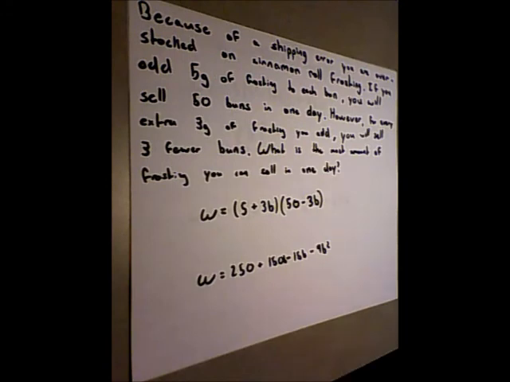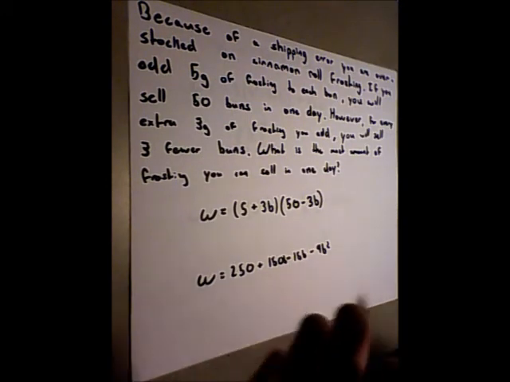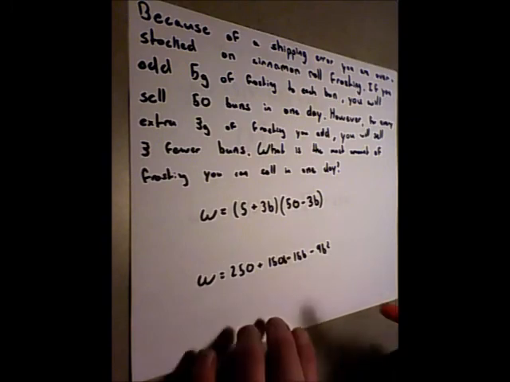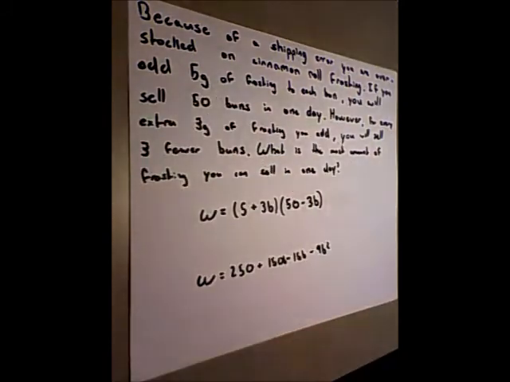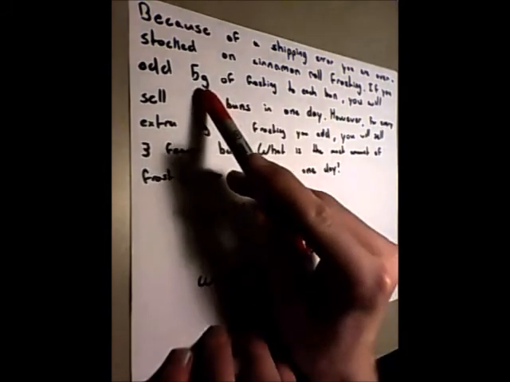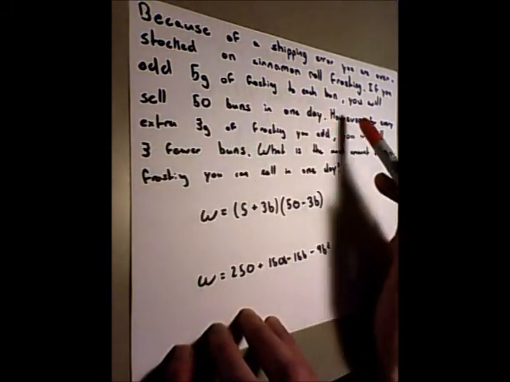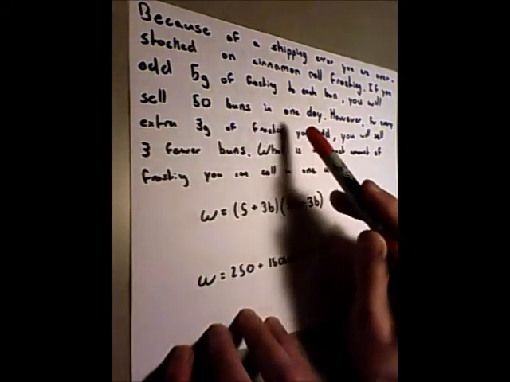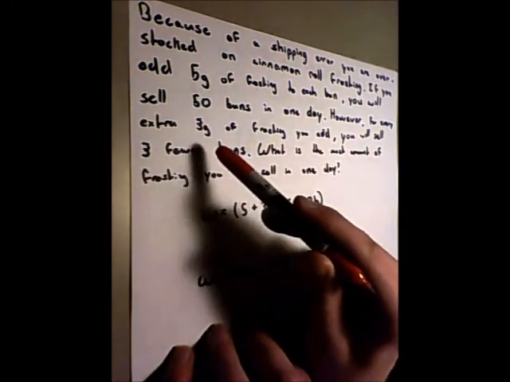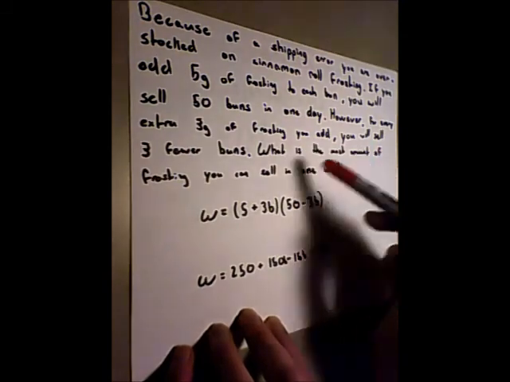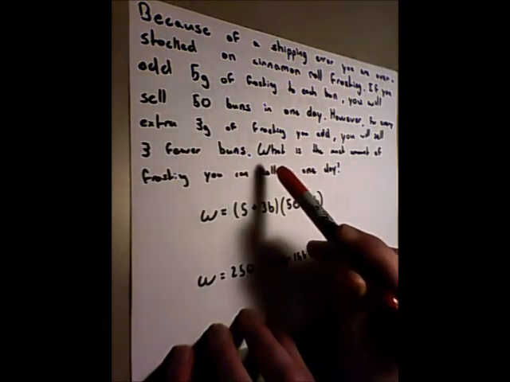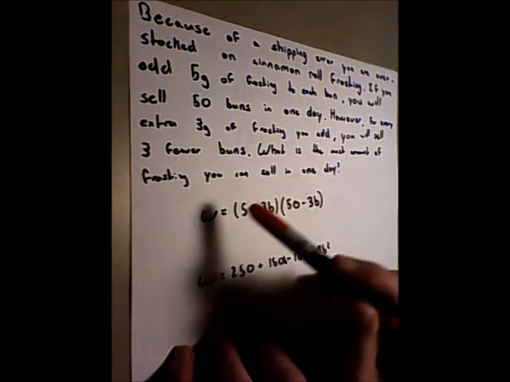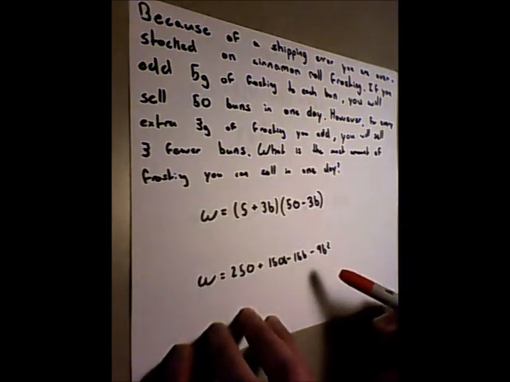So, to do our review, we're just going to go through one really big question, and we'll cover everything in this question. So, here we go. Because of a shipping error, you are overstocked on cinnamon roll frosting. If you add 5 grams of cinnamon roll frosting to each bun, you will sell 50 buns in one day. However, for every extra 3 grams of frosting you add, you will sell 3 fewer buns. No one really likes frosting a whole lot. So what is the most amount of frosting that you can sell in one day?